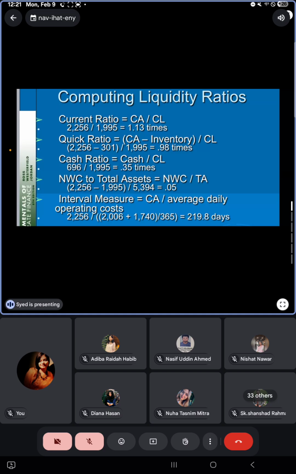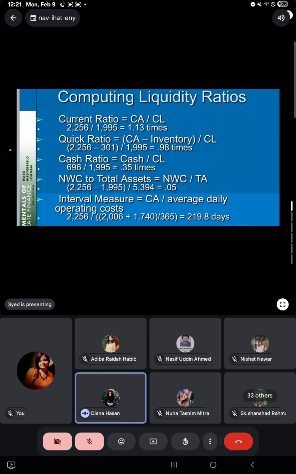Current asset comes from the balance sheet and that will be divided by average daily operation cost. Since it is daily operation cost, we have to get the total expenses from the income statement and divide that by the number of days in the accounting period. Okay. So cost here is 2006 plus 1740 and that is divided by 365. Why is it 365? Anyone?